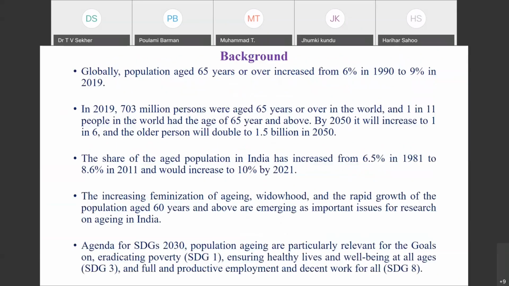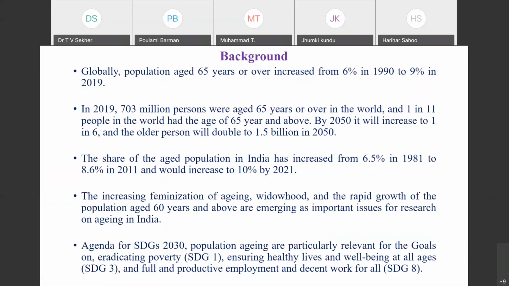As we know, population aging is a worldwide phenomenon experienced by almost all the countries of the world, and it reflects socioeconomic and health achievements. According to World Population Prospects, globally the population aged 65 years or over increased from 6% in 1990 to 9% in 2019. And we know that the share of the aged population in India has increased from 6.5% in 1981 to 8.6% in 2011 and would further increase to 10% by the forthcoming census.